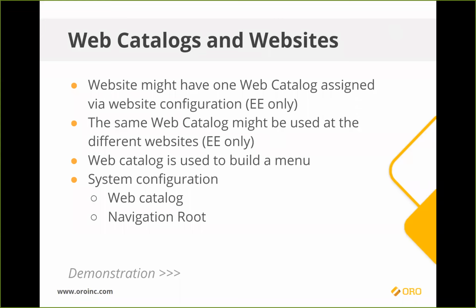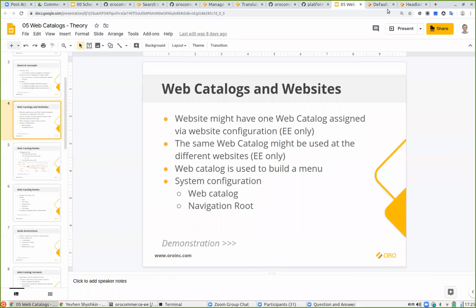Web catalog is used to build a menu instead of the master catalog, but only if it is specified. So if you have it, it will use it as a menu. If you don't have it, the application will use master catalog to build the main menu. And there are also a couple of additional options, like navigation route. Let us see how it works.